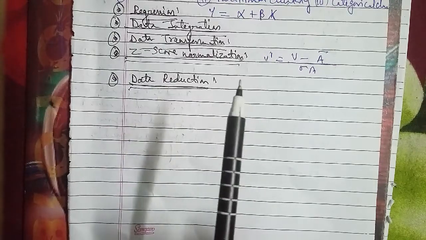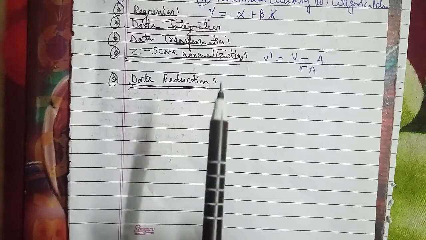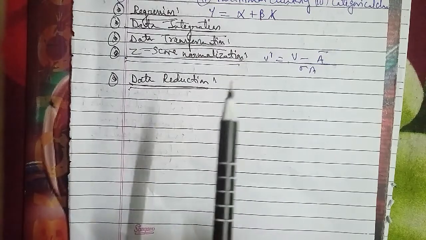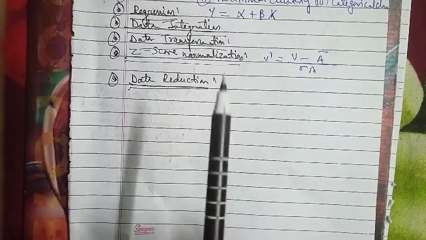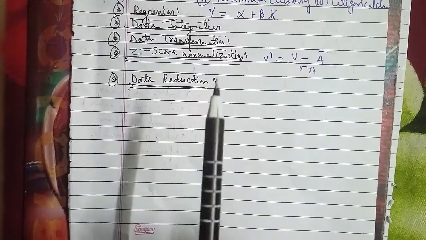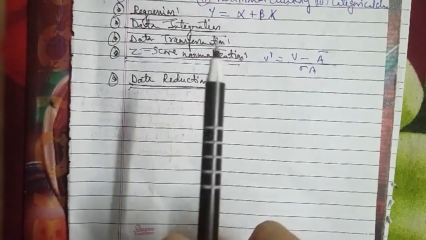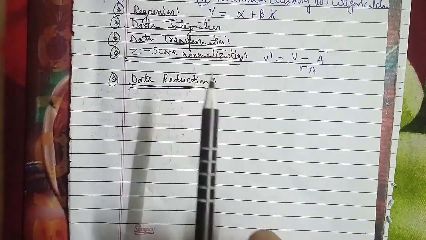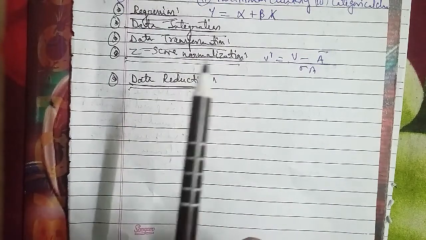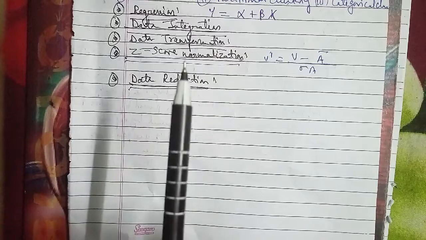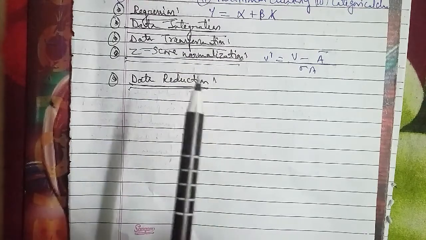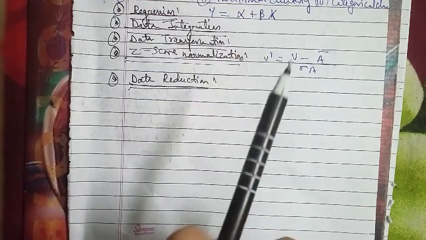The second is attribute subset selection, where irrelevant, weakly relevant, or redundant attributes are detected and removed. The third is dimensionality reduction, where encoding is applied to obtain a reduced representation of the original data. The fourth is numerosity reduction, where data are replaced by alternative smaller data representations. The fifth is data compression, where data is compressed so as to reduce the size of storage.